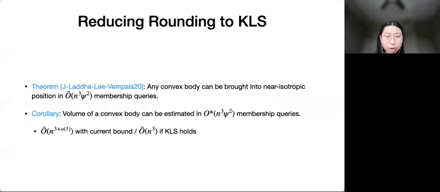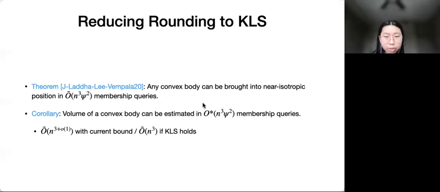So our main result is to improve the rounding algorithm with a faster complexity. So we show that any convex body can be brought into near isotropic position in O(n^3 ψ^2) membership queries.